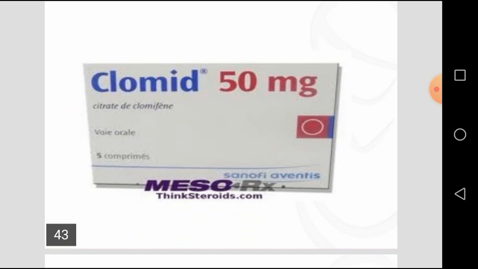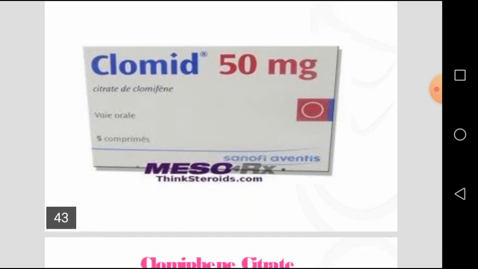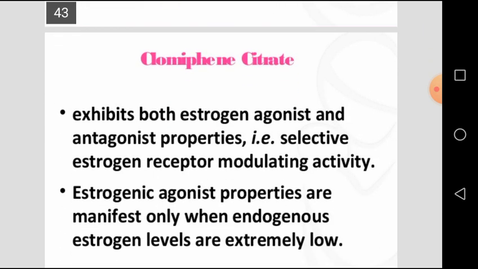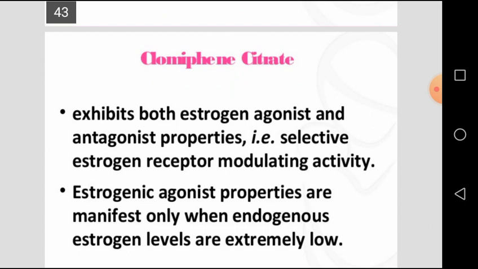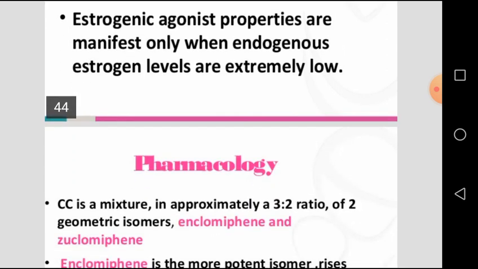So we just spoke about this Clomid tablet, that is 50 mg. This is the sachet. Okay. The pharmacological name is clomiphene citrate. Most of the time it is mentioned as CC. CC is nothing but clomiphene citrate. It exhibits both estrogen agonist and antagonist properties, that is selective estrogen receptor modulating activity. These estrogenic agonist properties are manifested only when endogenous estrogen levels are extremely low.